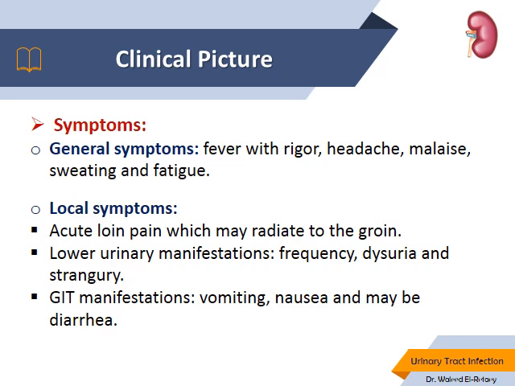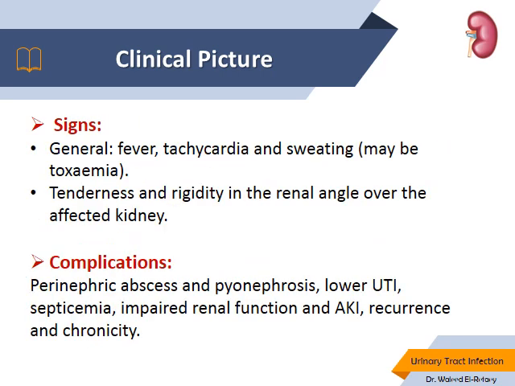Local symptoms in the loin, which is the site of the kidneys, include acute loin pain, which may also radiate to the groin. In addition, there are lower urinary tract manifestations like frequency, dysuria, and strangury if the infection propagated from the kidney to the lower urinary tract, and also GIT manifestations including vomiting, nausea, and diarrhea.